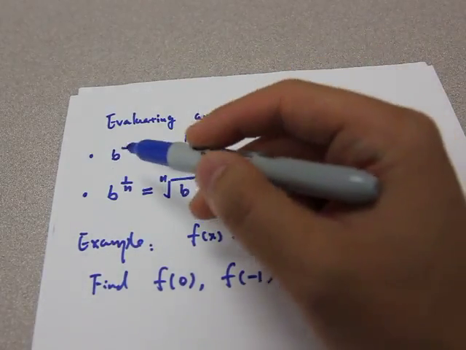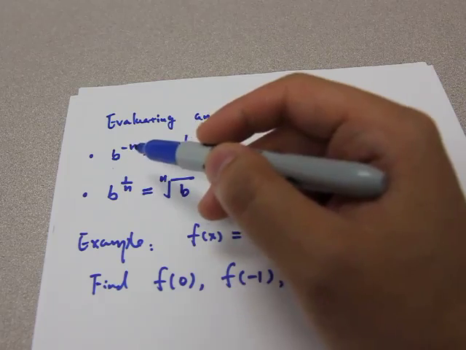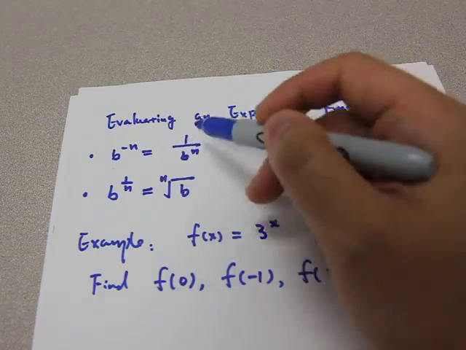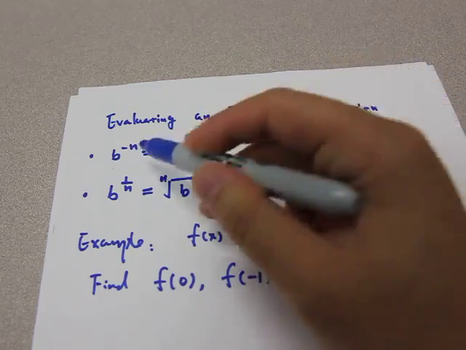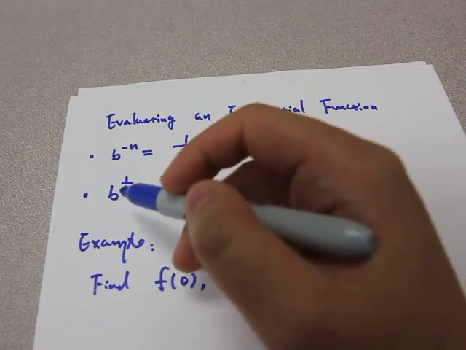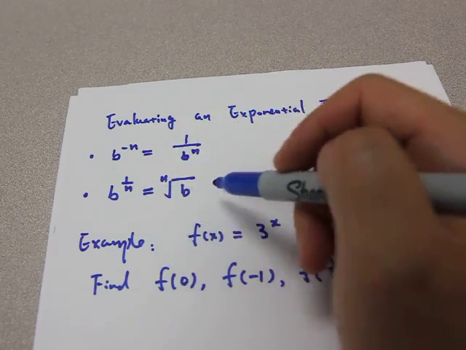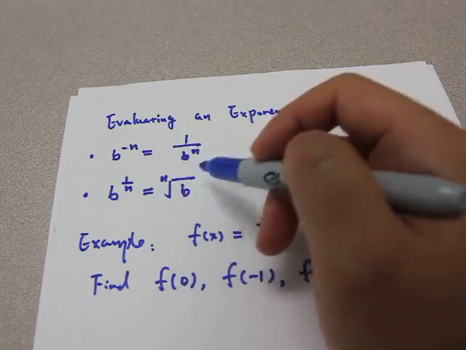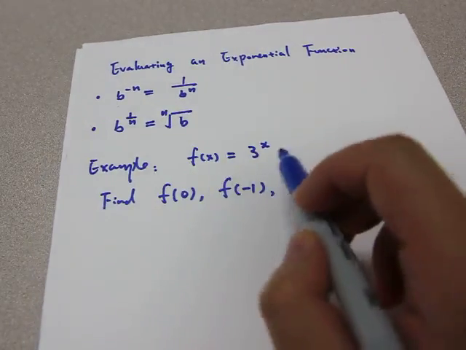So the first property is when we have a number b raised to the power of negative n, this is equal to 1 over this number b raised to the positive number n. And when we have b raised to the power of 1 over n, we can rewrite this into a radical. So it's going to be the nth root of b. Okay, now let's take a look at this example.